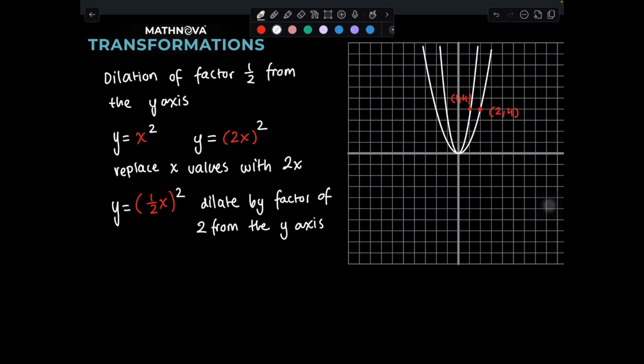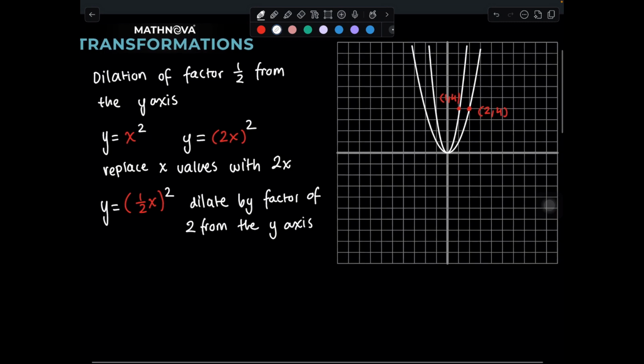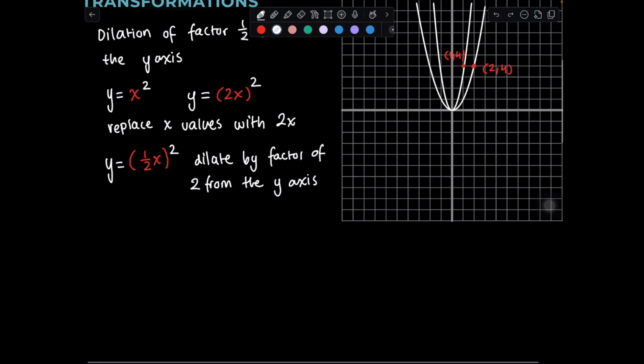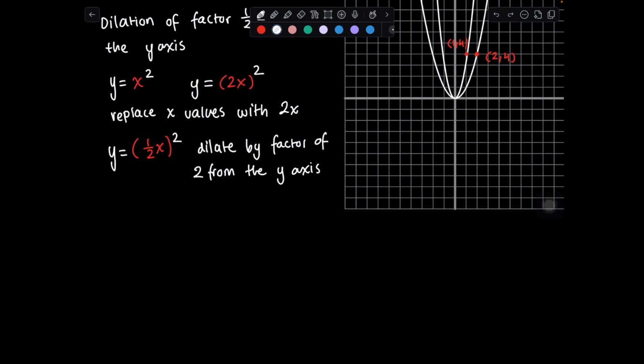So I hope you can see the pattern in that when we affect the x values, similar to when we move it left and right, it's a bit weird. So when you're moving it left and right, it's the opposite sign. So if you're moving it right by 2, it's x minus 2. And in this case, it's always the flipped of whatever factor you want to dilate by. Okay, so if I want to double this, you still write dilation of factor 2, but you replace every single x value with a half x. And I'll show you with a more complex example as well.